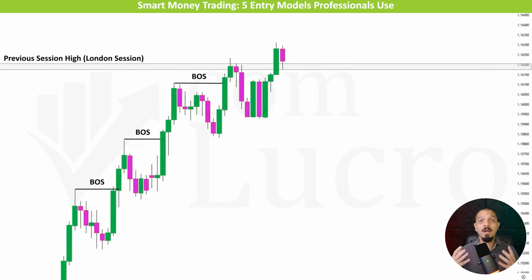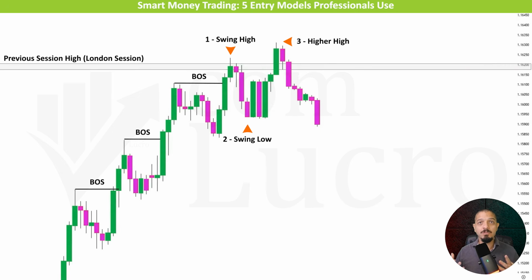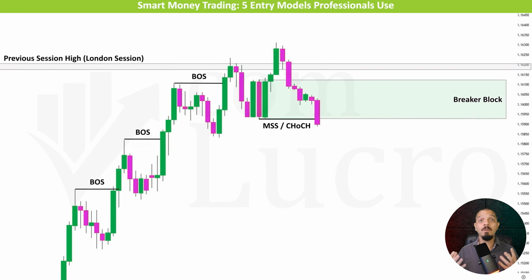The bearish breaker block follows the exact opposite logic. In this case, price should first form a swing high, then a swing low, followed by a higher high. After that, we need to see a strong bearish displacement move that breaks structure and closes below the swing low, confirming the market structure shift. Under these conditions, the bearish breaker block zone will be the down close candle or the series of down close candles formed between the first swing high and the swing low.